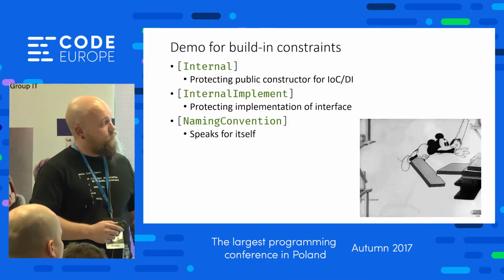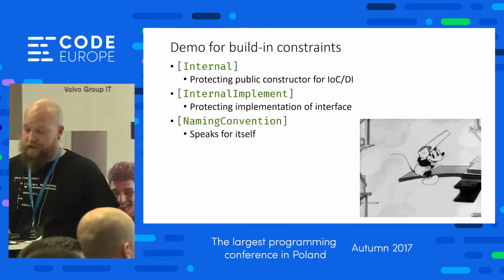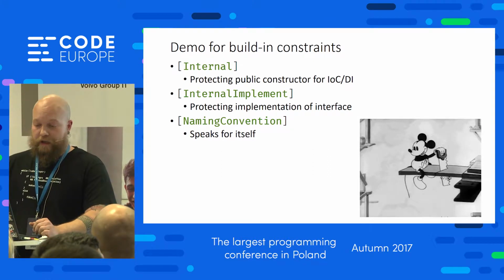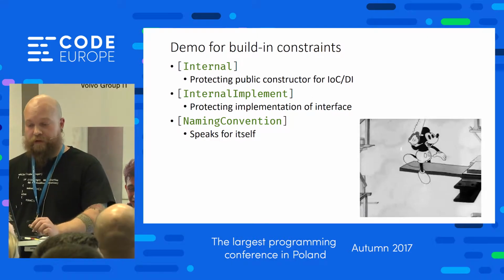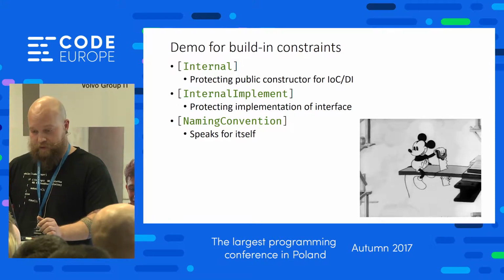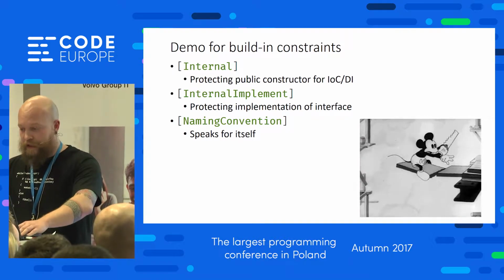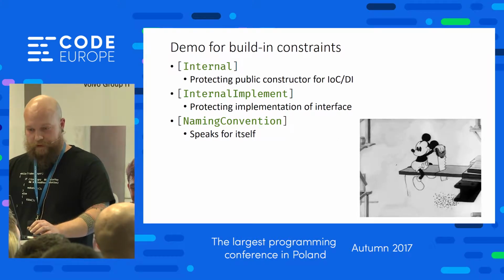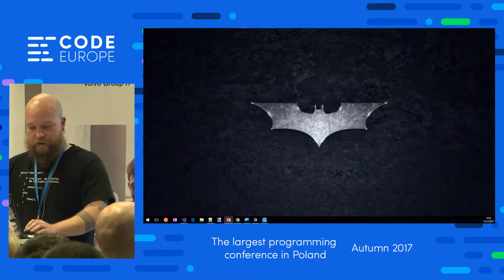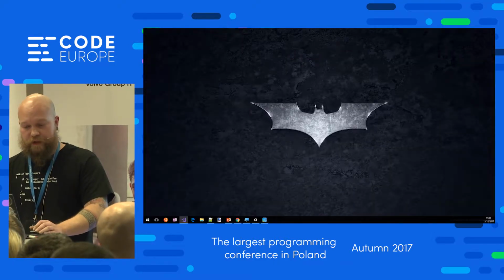And enough talking, I'm going to show you some code and how it works. I've tried to think about some real-life examples. The first one will be about internal, protecting a public constructor for dependency injection. The second one is about protecting implementation of an interface, and the naming convention speaks for itself. So let me switch to Visual Studio. I think it will automatically switch.